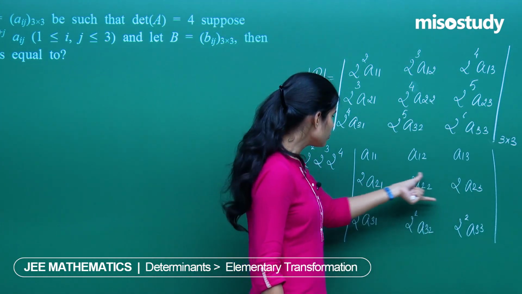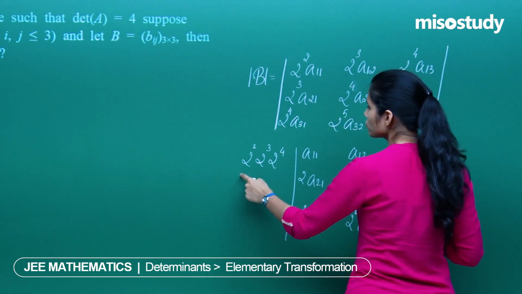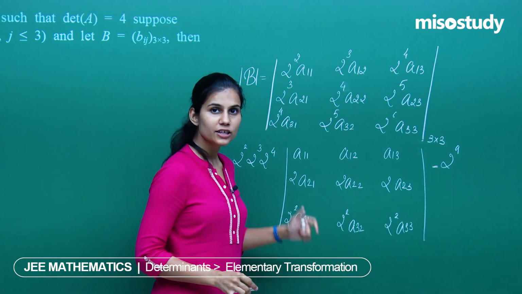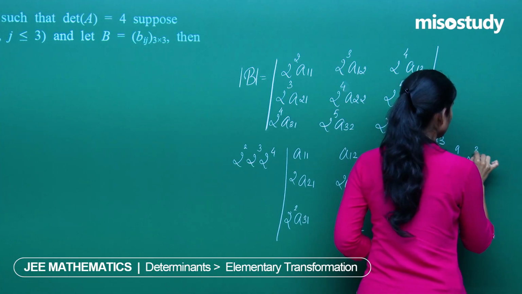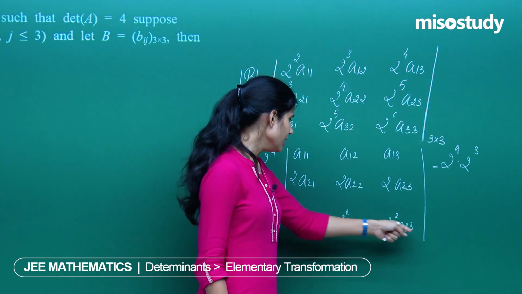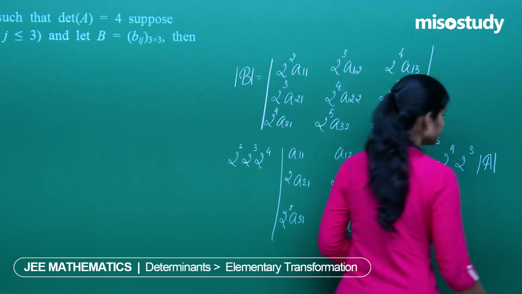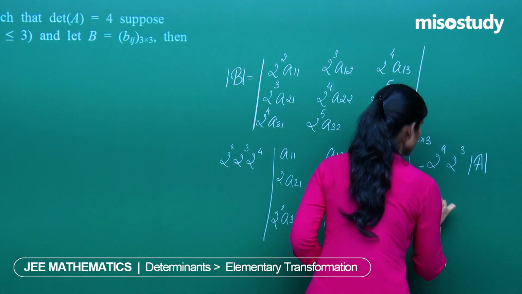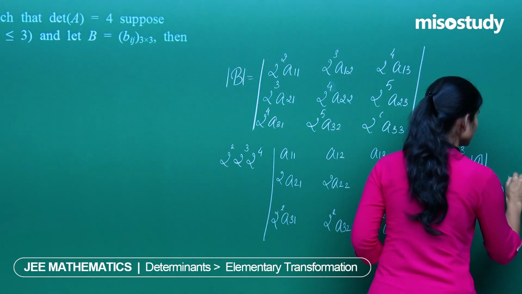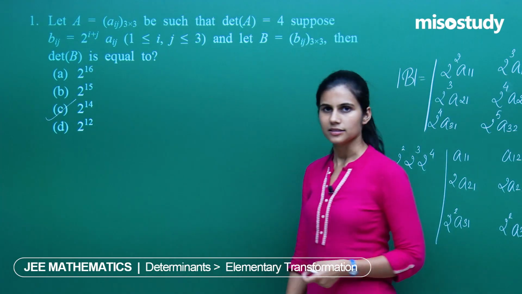Fine. Now you can see 2 is common in the second row, 2 square is common in the third row. So you take that out common as well. This becomes 2 to the power 9. And then you take out a 2 common and a 2 square common, basically 2 cube common you take out. You will be left with A11, A12, A13. 2 has come out common, so A21, A22, A23. 2 square has come out common, so A31, A32, A33. Which leaves you with determinant of A. And that is given to be 4, that is 2 square. So your answer is nothing but 2 to the power 14. And therefore, that comes out to be your very correct answer.